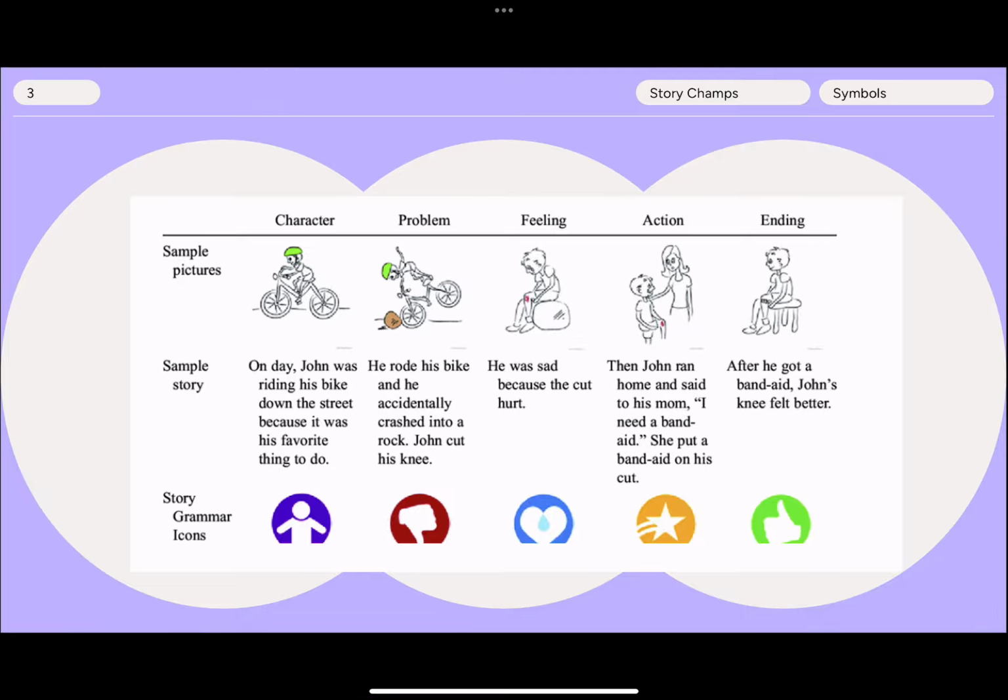You may recognize this picture because I think we touched base on it a little bit last semester, but Story Champs uses a consistent set of visual icons to help children understand story structure. They have story elements of the character, that goes with the icon, problem, feeling, action, ending. And while the exact artwork might vary depending on how you make it or the version, the meaning of the icon always stays the same.